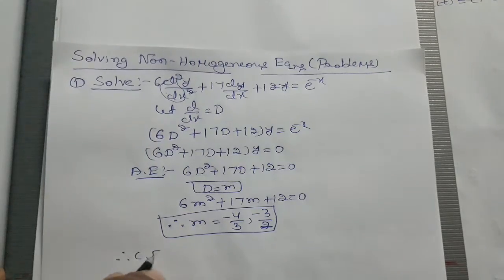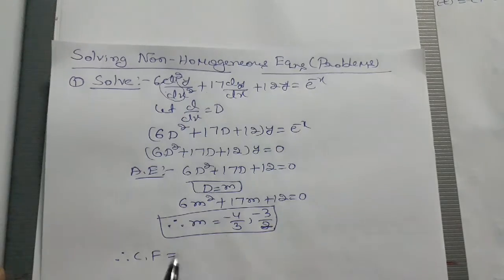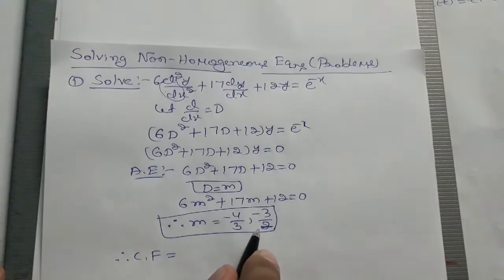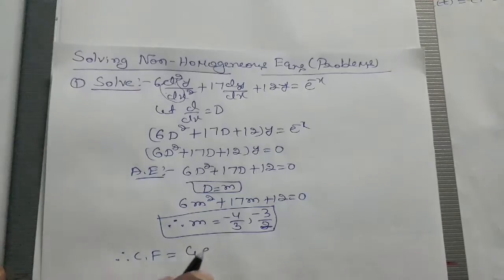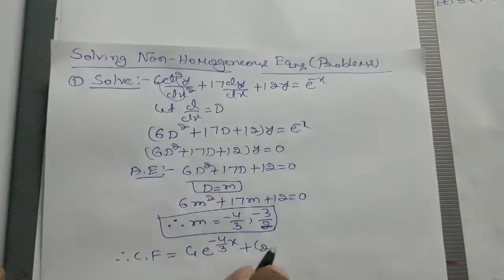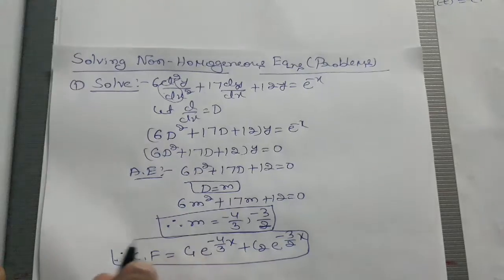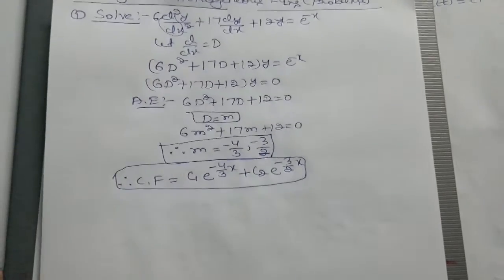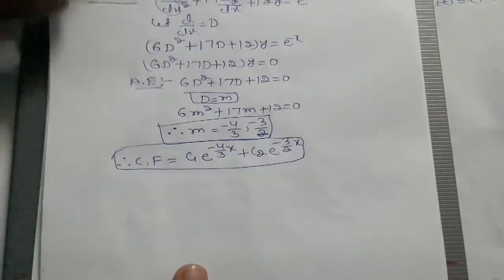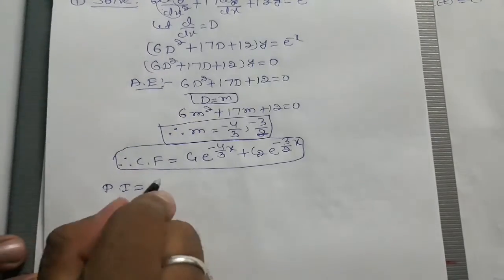Therefore CF, the complementary function, equals, 2 roots means 2 constants we have to write, and the roots are real and different. So C1 e to the power of minus 4 by 3 x plus C2 e to the power of minus 3 by 2 x. So this is the complementary function we get. Similarly, we have to find the particular integral for this one.